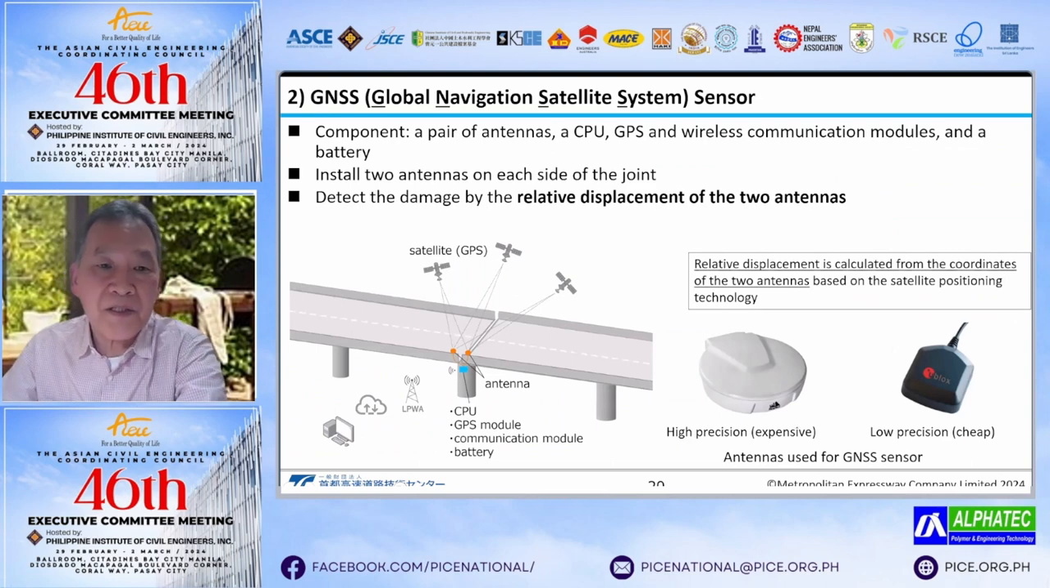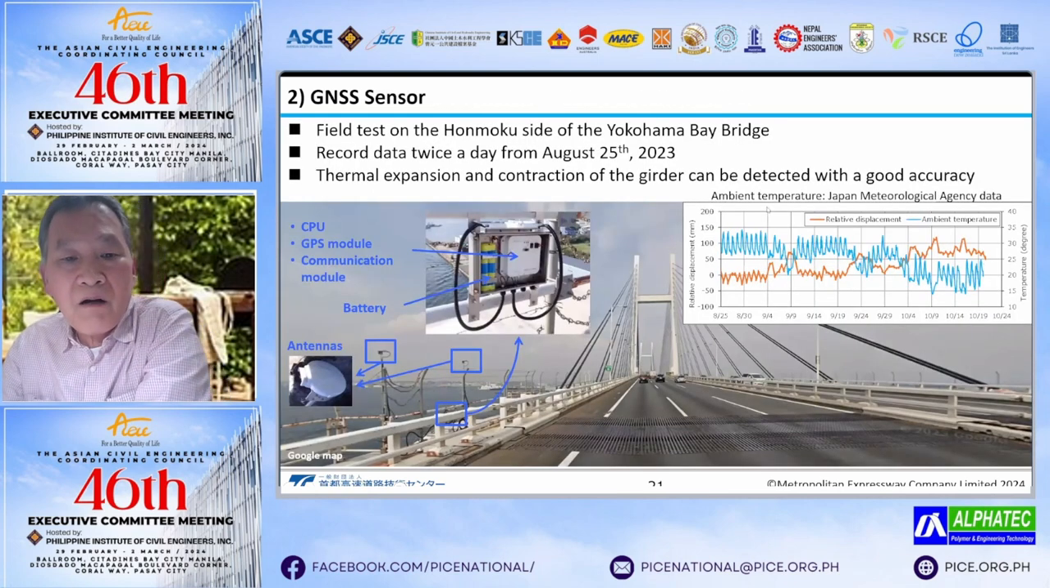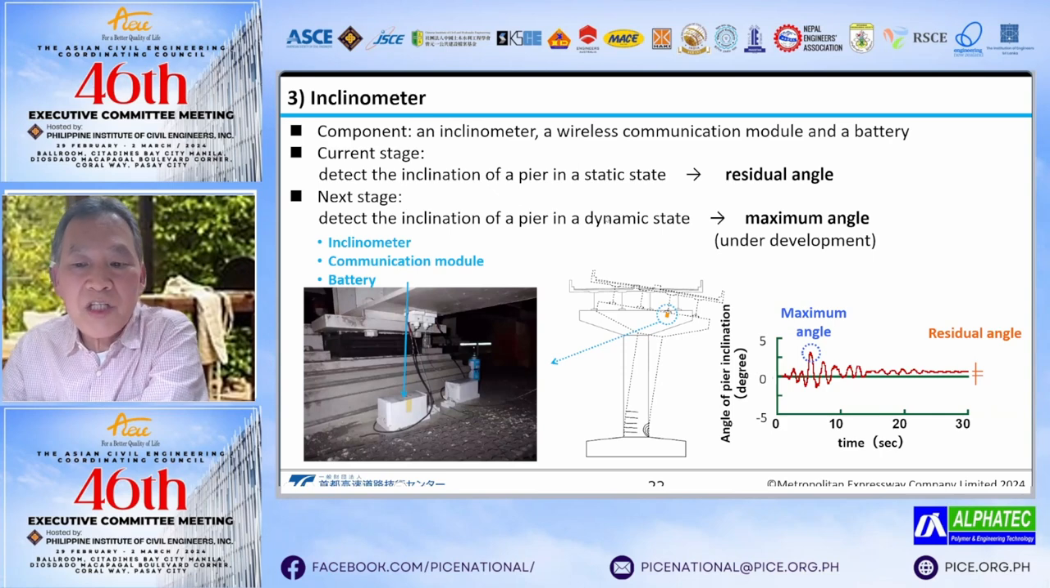The second one is GNSS sensors. The components are a pair of antennas, a CPU, GPS, wireless communication modules, and batteries. The antennas are installed on each side of the joint and detect the damage by the relative displacement of the antennas. Now, on the Yokohama Bay Bridge, we are carrying out field testing and recording data twice a day from August 25, 2023. Fortunately, there's no earthquake, so only the thermal expansion and contraction of the bridge is detected like this. This is just the difference due to temperature.